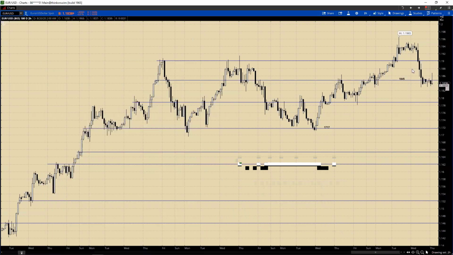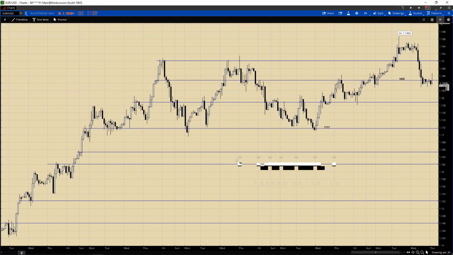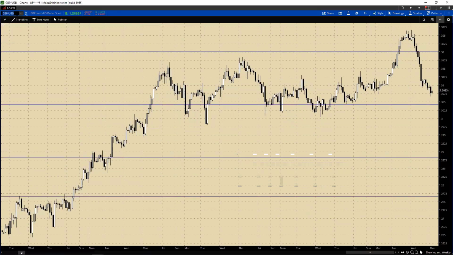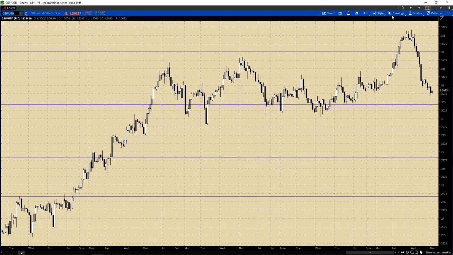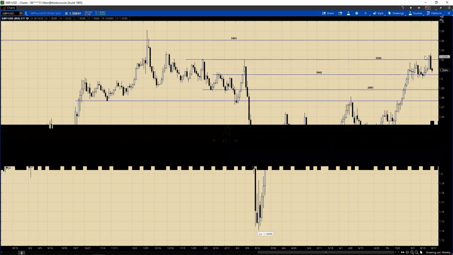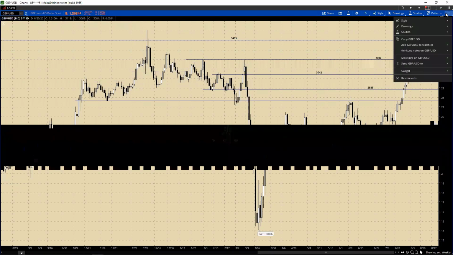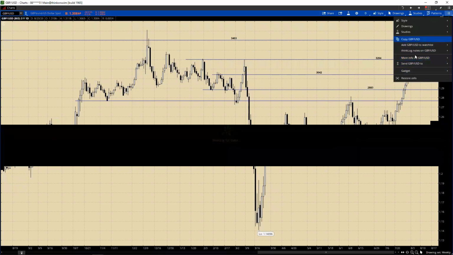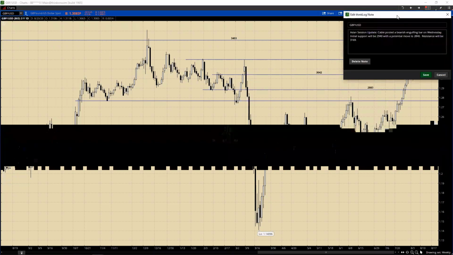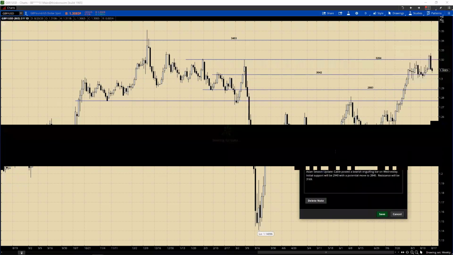And move on to the cable. And here we are, same thing, bearish engulfing bar on the daily. We'll keep it on the daily for that perspective. So the cable posted a bearish engulfing bar on Wednesday.